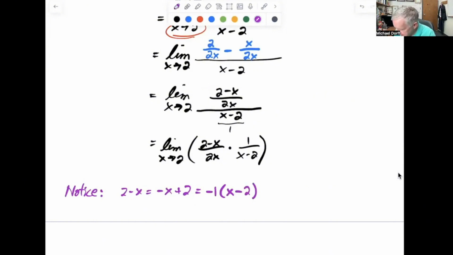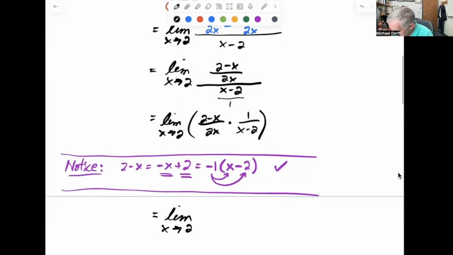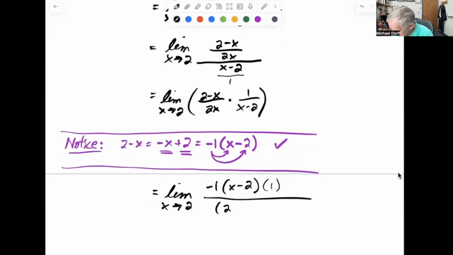And I can check that that's correct, because if I multiply -1 by x, I get a negative x. And then if I multiply a -1 by a -2, I get a positive 2. So this is correct. All right, so I'll use that fact to rewrite the top part to give me a -1 times x minus 2 on the top times the 1 that I had up there. And on the denominator, I've got the 2x and the x minus 2. Now I've got my x minus 2 on both the top and the bottom.